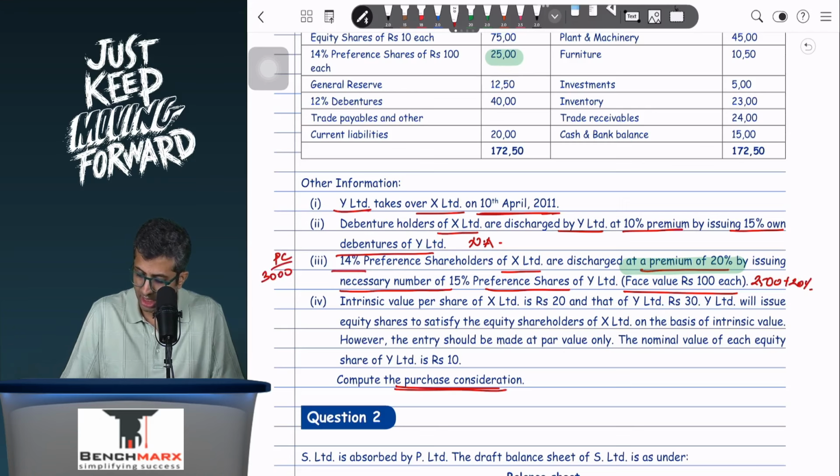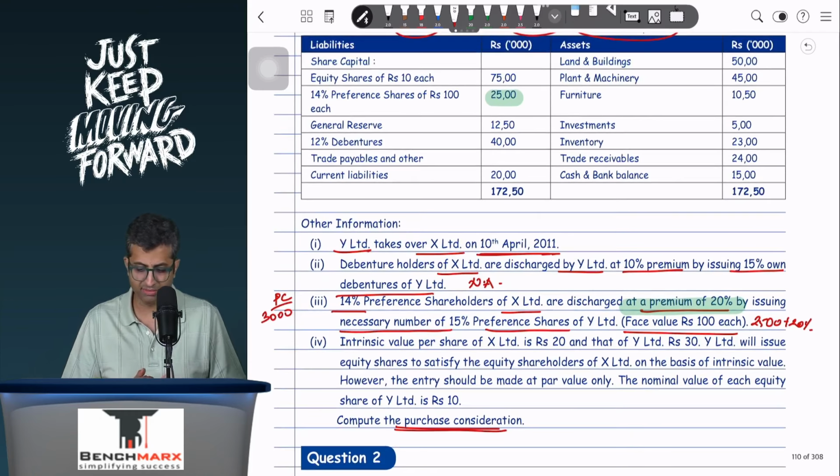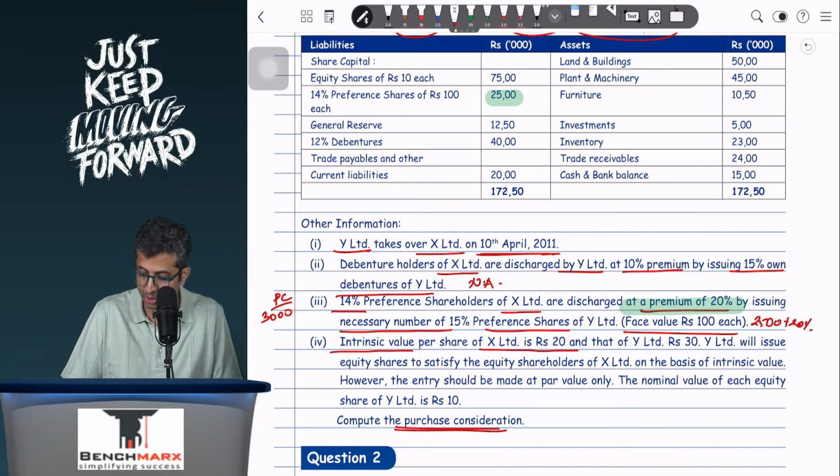By issuing the requisite number of preference shares of Y, maybe 3,000 in thousands divided by 100 rupees. So this is 30,000 preference shares of rupees 100 each. The intrinsic value per share of X is rupees 20, and that of Y is rupees 30. Y is the acquirer, X is the target.